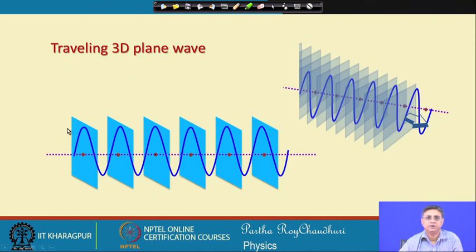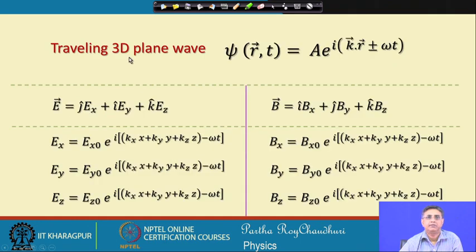So, electromagnetic waves, as you see, the phase remains constant over a particular plane. These are the planes over which the phase remains constant. This is the propagation, so pictorially, a travelling 3-dimensional plane wave is represented by this. We have seen this.